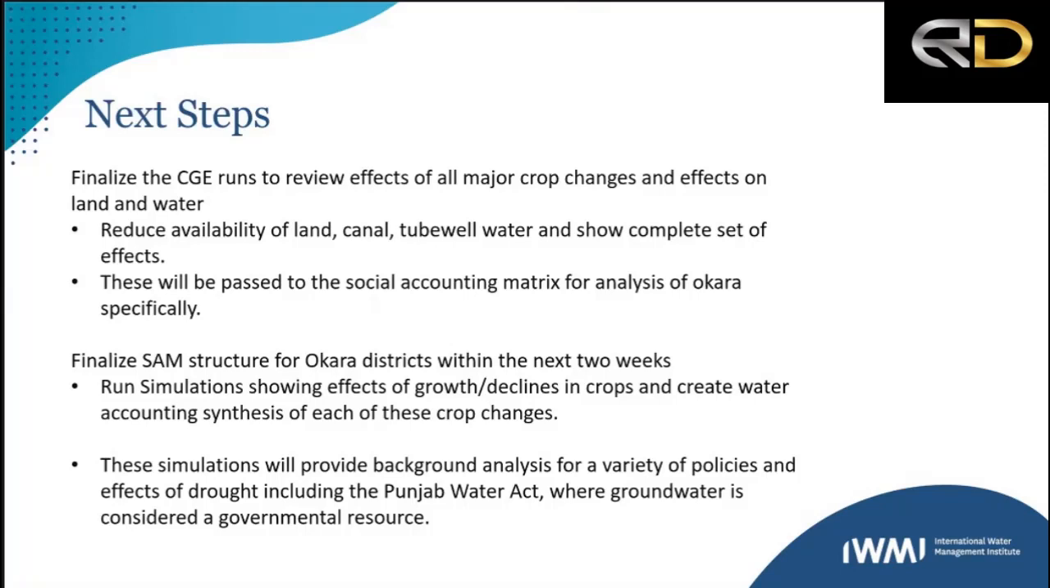We need to run the simulations drawn from the CGE, looking at growth and declines in crops. And we want to create a water accounting synthesis of each of these, so that we're always getting back to changes in water use across crops, and actually it'll ultimately go outside of agriculture. And we can do background analysis for policies and effects of drought, including the Punjab Water Act, where groundwater is considered a governmental resource.